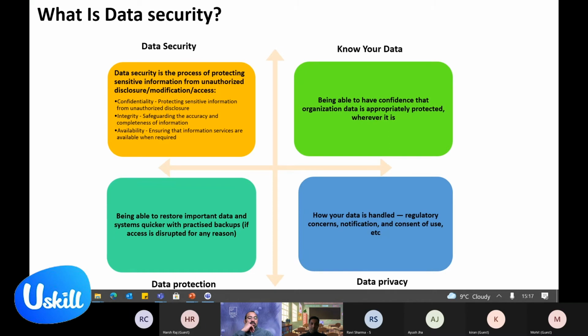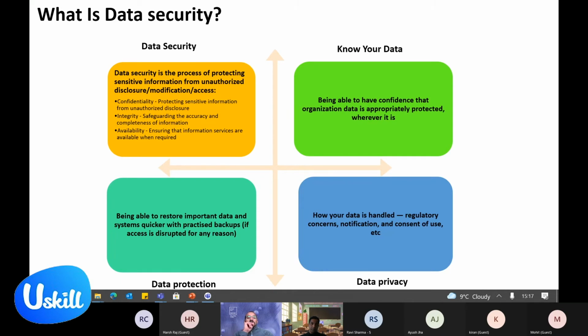So these are the different parts of data security. Of course, you have to secure the confidentiality, integrity, and availability of the data. Then you know where the data is. The third is how to protect your data from any kind of disruption. And the next one is what kind of data you are collecting, as data privacy.